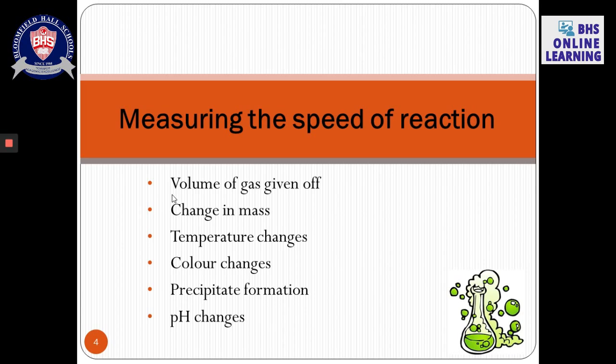So these are the different methods by which we can measure the speed of a chemical reaction. We can measure the volume, the mass, temperature, color, precipitate, or the pH. Depending on what type of reaction is going on, we can choose any one of these methods to measure.